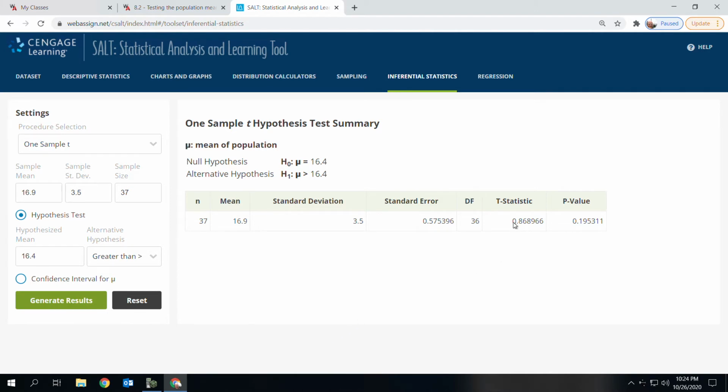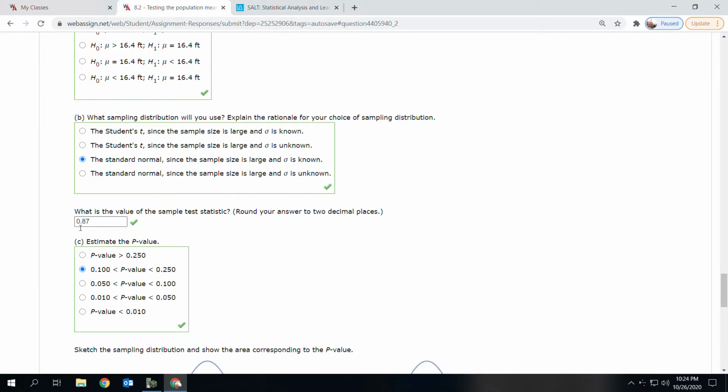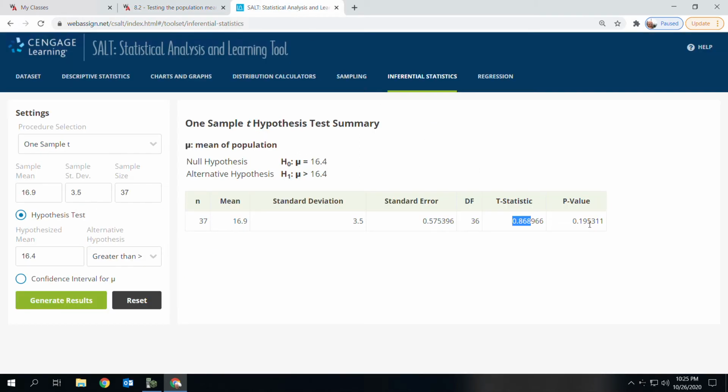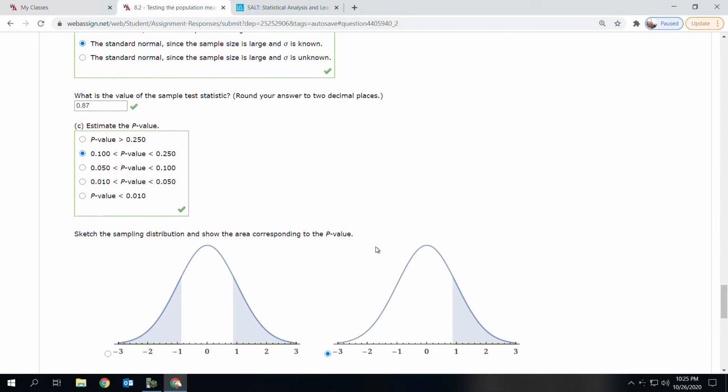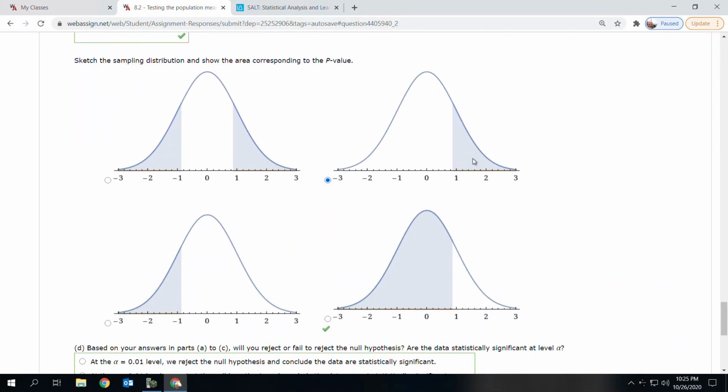All right, our t-statistic, 0.868, rounded to two decimal places, that's 0.87. Our p-value is 0.195. 0.195 falls between these two values. Now, because our alternative hypothesis is greater than, we're only looking for shading to the right. This is the only one that has shading to the right of 0.87. So that's the graph to select.